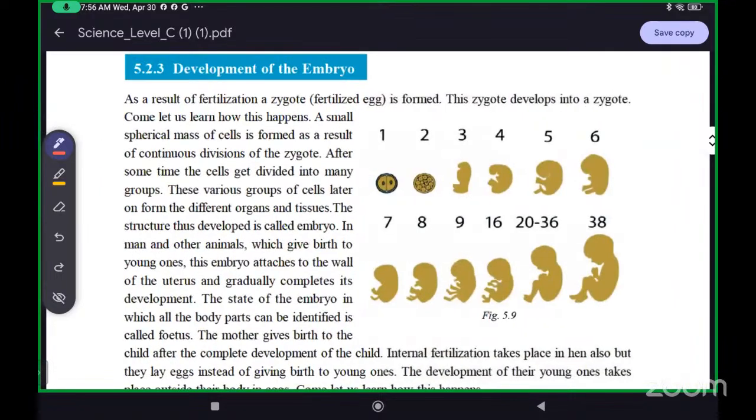Next is development of the embryo. Okay. What is an embryo? Embryo is the developed version of a zygote.